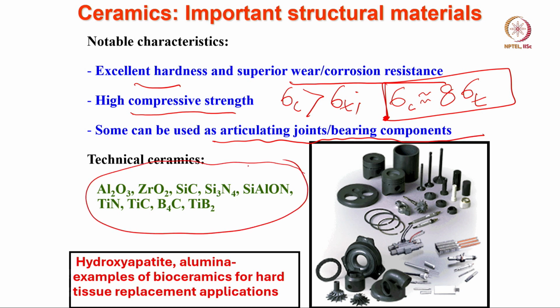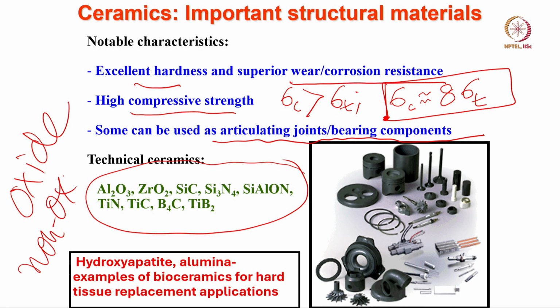Ceramics can be, typically or traditionally, classified as oxide ceramics and non-oxide ceramics. Oxide ceramics means alumina, zirconia. Non-oxide ceramics means all the carbides, nitrides, borides and so on. Okay. These are non-oxide ceramics. Some of the popular examples of ceramics for biomedical applications include hydroxyapatite and alumina. These are ceramics which are used for hard tissue replacement applications.